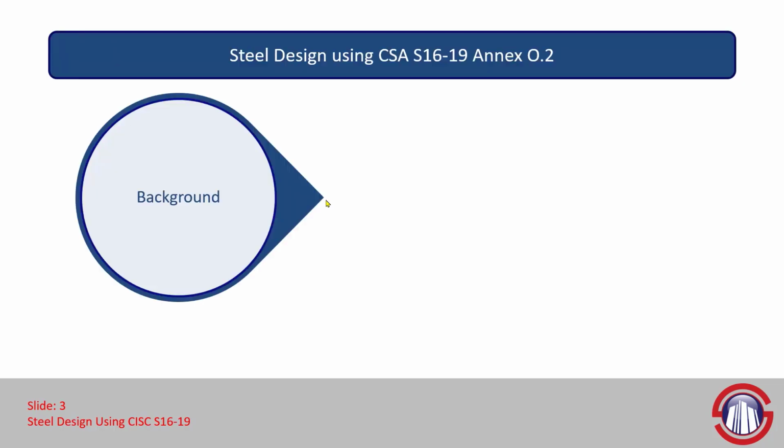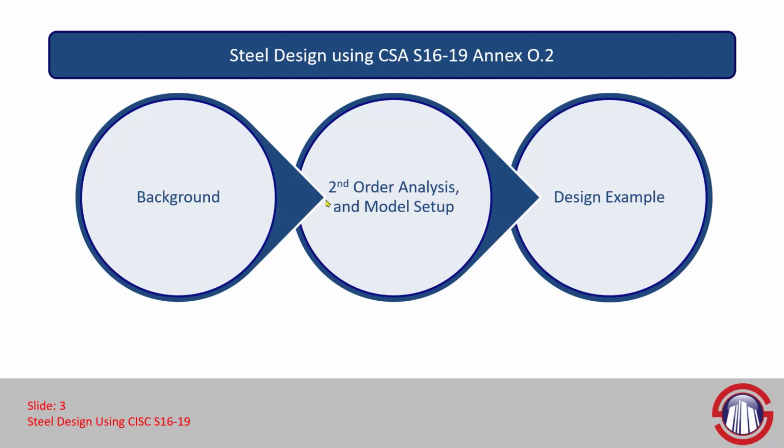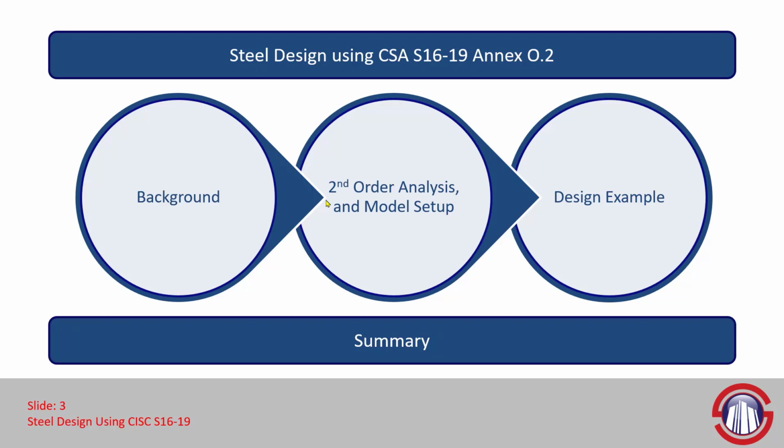So in this presentation, we're going to give you a very brief background into this new approach described by the CSA S16 code. We're then going to discuss second order analysis and how you can set up your model for success within this approach. It's very fundamental to the process outlined in Annex O.2 that you use second order analysis, and S-frame can really help you with that. And we'll go through a design example. Actually, we'll go through 2 examples here where we can look at the results from the new code and compare it to the previous code. At the end of the presentation, I'll wrap things up with a few summarizing points and open up the floor for you all to ask questions.